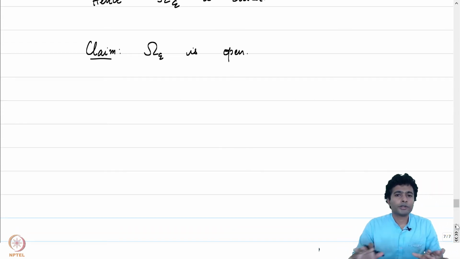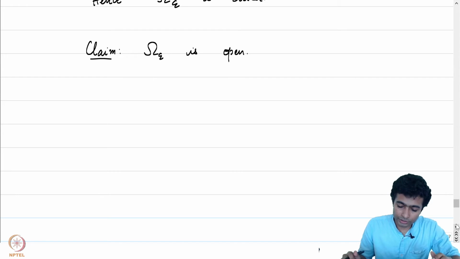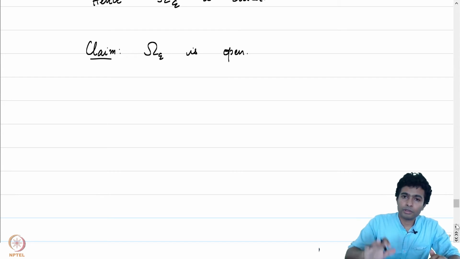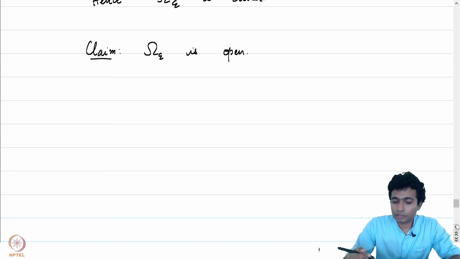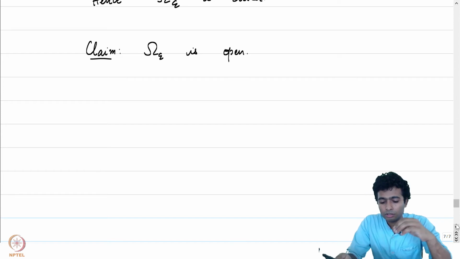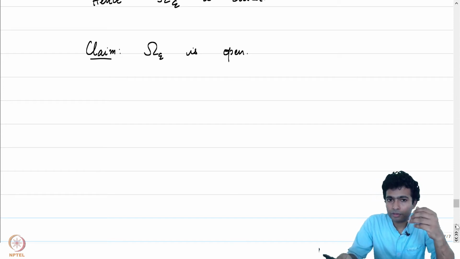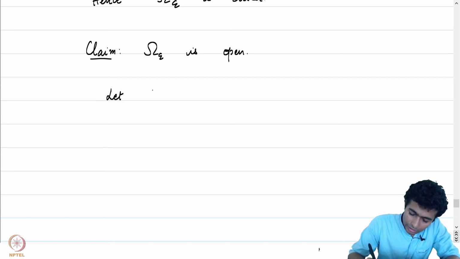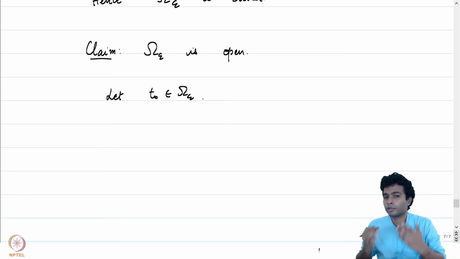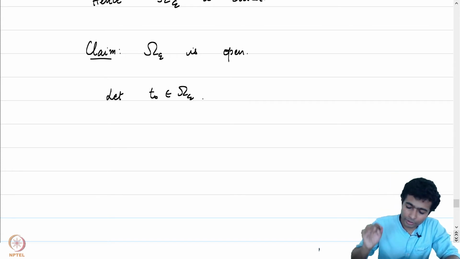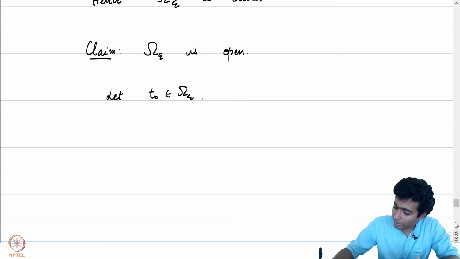So notice that we have still not used the fact that capital F is a holomorphic function. We will prove that if T naught is now a point in omega epsilon, we will prove that T naught is an interior point. And in order to do that, we will use the fact that capital F is complex differentiable at the point gamma of T naught. So let's prove that T naught, any point T naught in omega epsilon, is going to be an interior point. So let T naught be, and that would prove that omega epsilon is open.